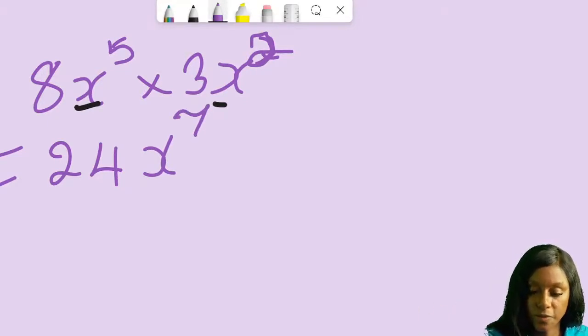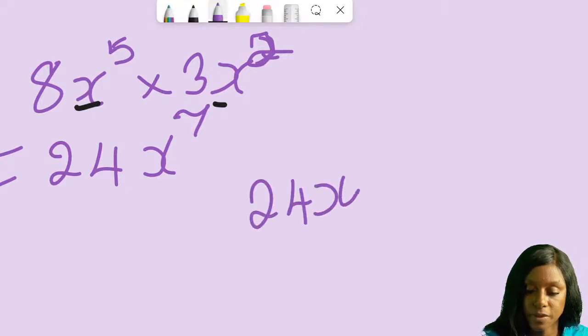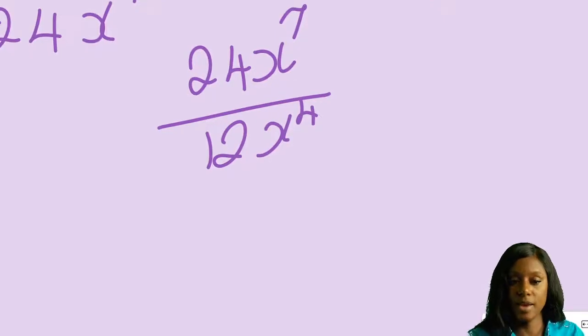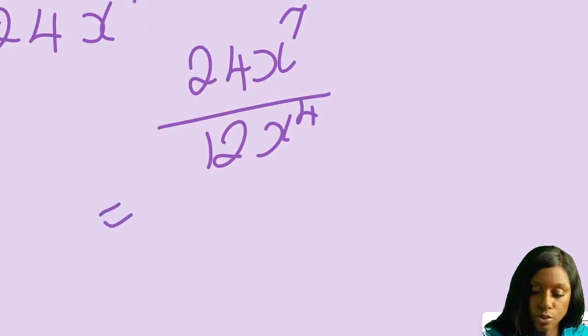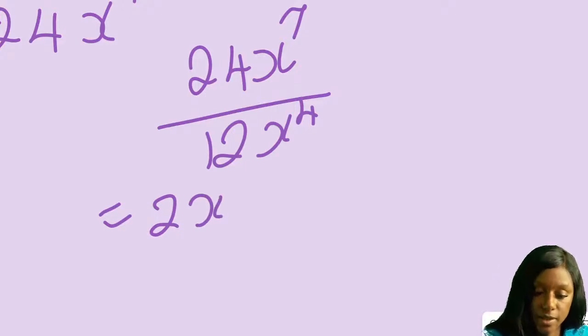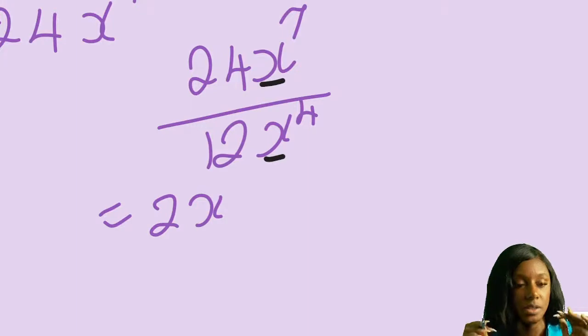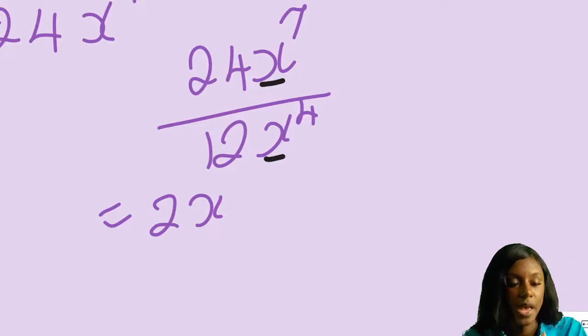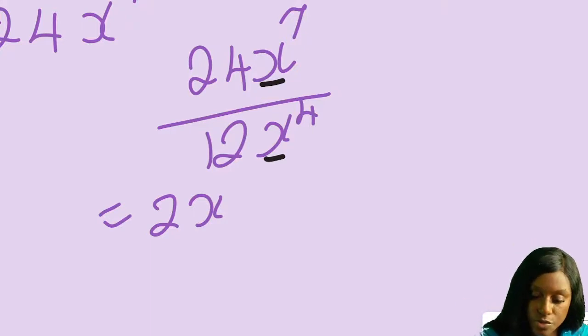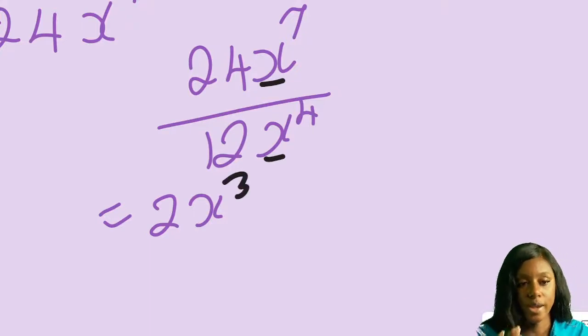Okay, then we had to divide that, 24x to the power of 7 divided by 12x to the power of 4. Let me bring this up a bit. So we are dividing here. Again, you divide your coefficients. So 24 divided by 12, this gives you 2. And we are dividing, and we have the same base, again, x, and this only works if you have the same base. We are dividing, so we take the power of the numerator, 7, and we subtract the power in the denominator, 4. So 7 take away 4. This gives us 3. So the result is 2x to the power of 3.